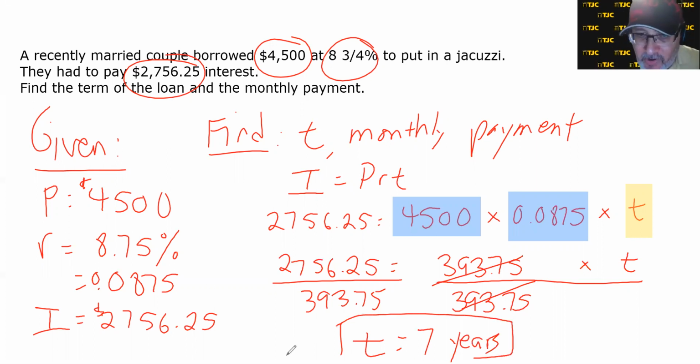They took 7 years to pay off a $4,500 jacuzzi, and as a consequence, they paid more than 50% because half of 4,500 is $2,250. They paid more than half in interest because they took so long to pay it off. Well, let's find the monthly payment and see why they decided to agree to this.